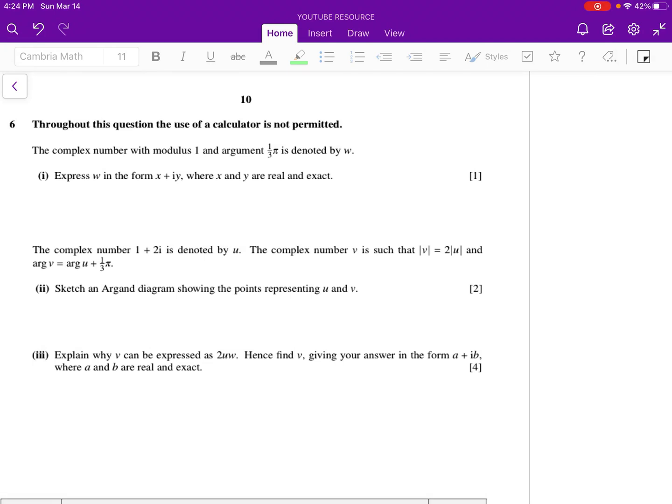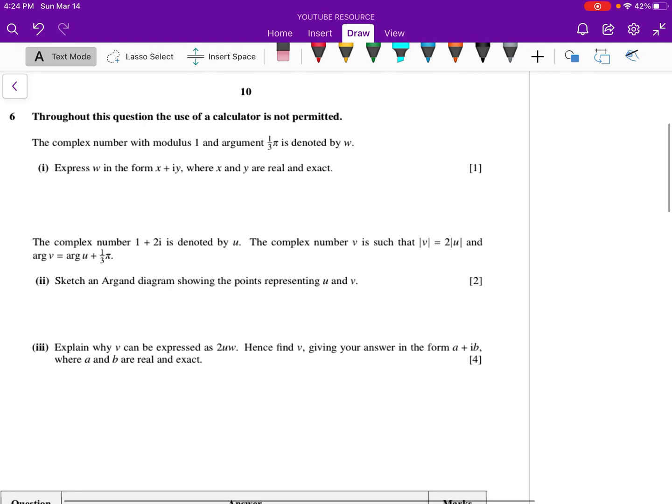This is Winter 19 variant 3 question 6 on complex numbers. The first part says express w in the form x plus iy, where x and y are real and exact. The modulus of this complex number is given as 1 and its argument is pi by 3.